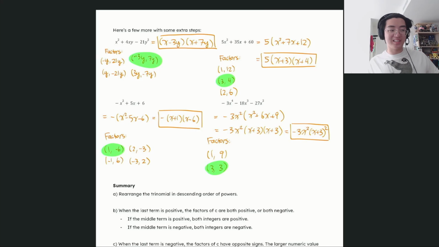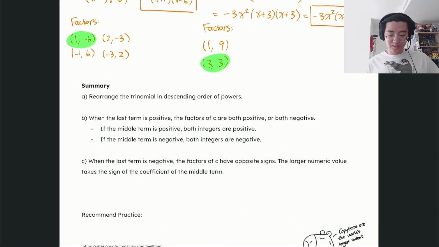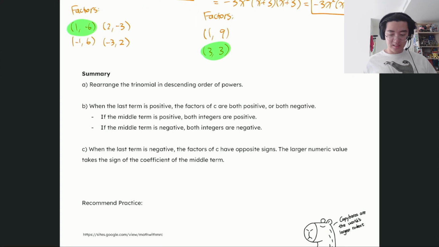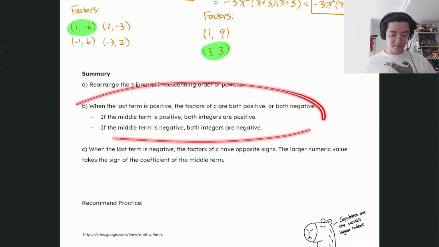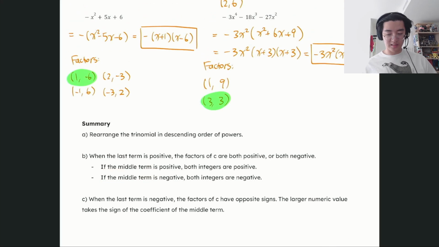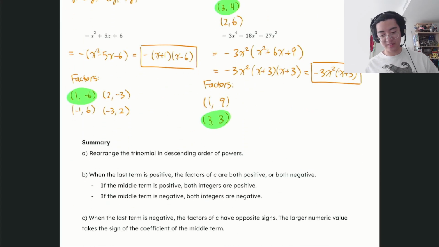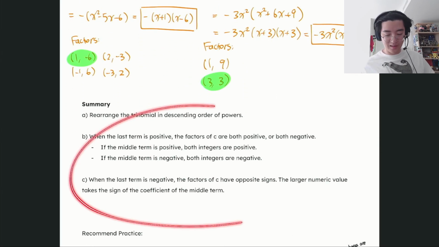Alright, that's pretty much it for today's lesson. Alright, so here's a bit of a summary. Always make sure to rearrange it from x squared to x to constant, or again, just another term without the x. And then from there, those are just some of the patterns that we see. If the middle term is positive, like this one, then the factors must be positive. If the middle term is negative, but the last term is positive. What's a good example? Oh, I still have examples here. That's my bad. But again, this is just like some patterns that we can see.